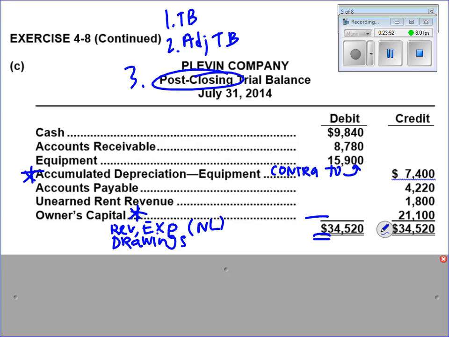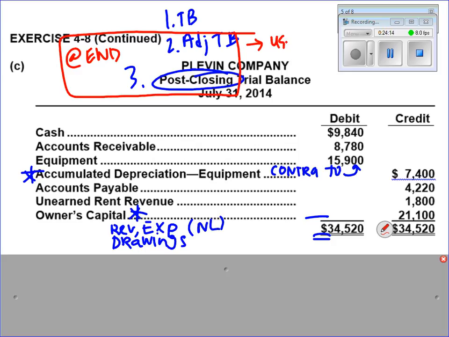I want you to make a few more notes, and then I'll let you work on your own. These two, the adjusted trial balance and the post-closing trial balance, are at the end. This shows what was used. This is the very end after temporary accounts are zeroed. This is the last thing that happens during the big accounting cycle.